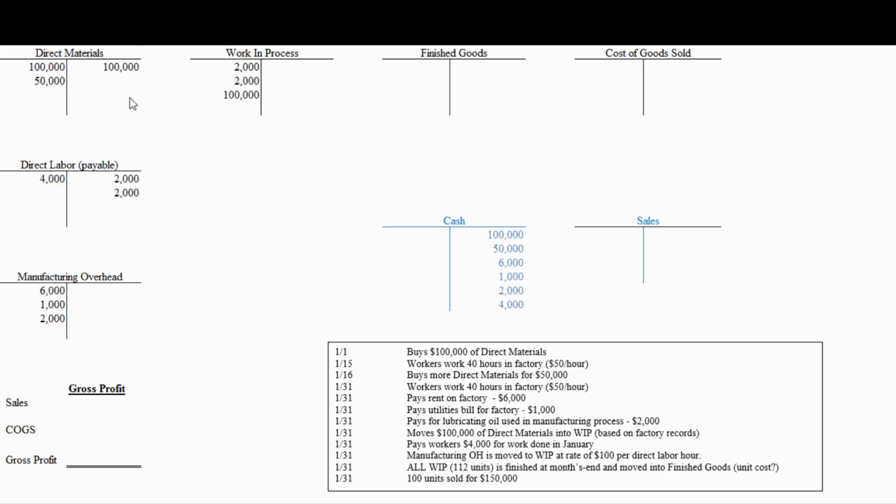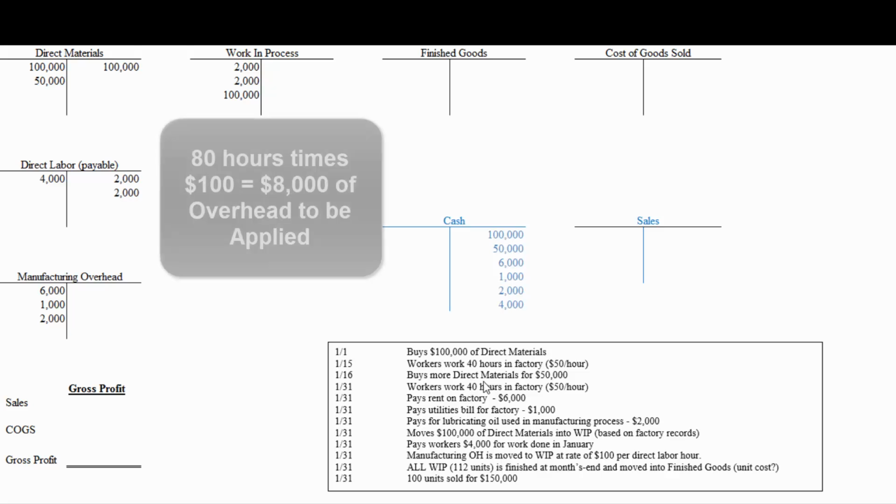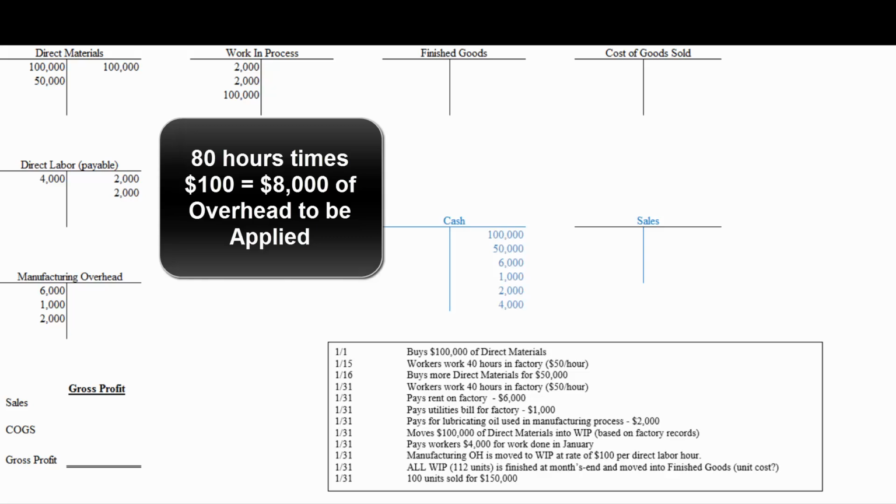Okay, so in the manufacturing environment, we have three kinds of inventory: stuff we're going to work on, stuff we're working on, stuff we're finished working on. Well, as far as the factory floor, the stuff we're working on, we've already taken care of the labor for this month and the materials for this month. We now just have to move the overhead in. And it reminds us that our rate is $100 per direct labor hour. Our guys worked 40 hours plus 40 hours, that's 80 hours. 80 times 100 is $8,000. So we're going to take $8,000 out of overhead and move it into work in process.